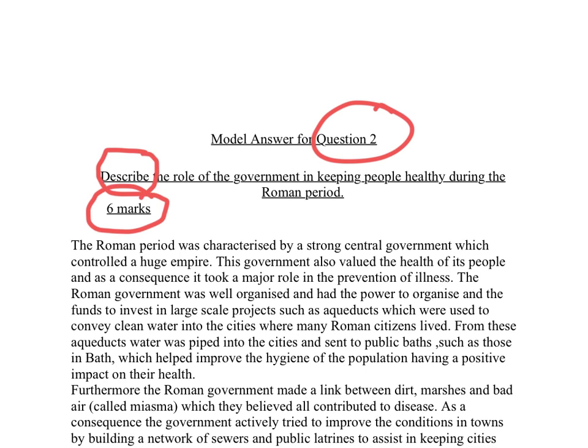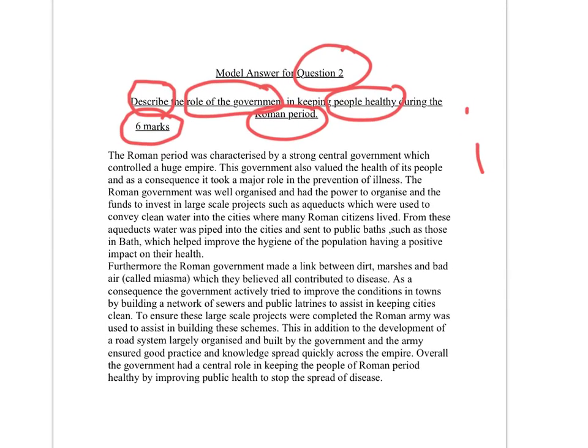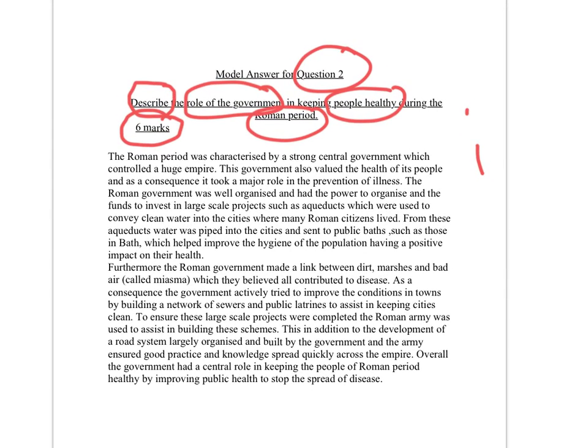But it gives you an indication straight away of what it wants you to describe. And you're looking at the role of the government in keeping people healthy in the Roman period. Now, when you're answering a question like this, you need to be answering it in a 2-paragraph answer, which you can see here.